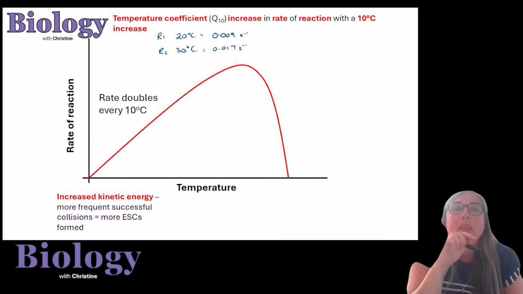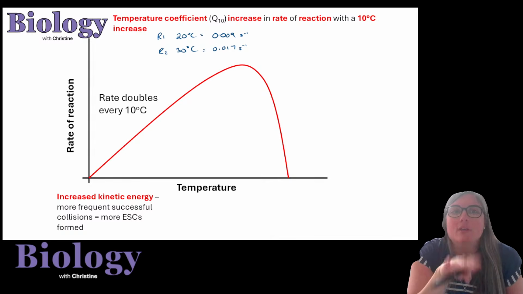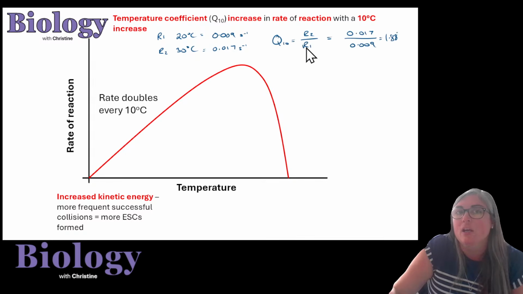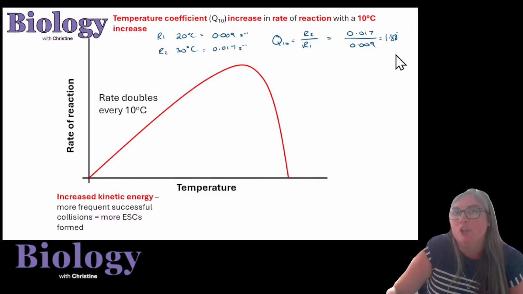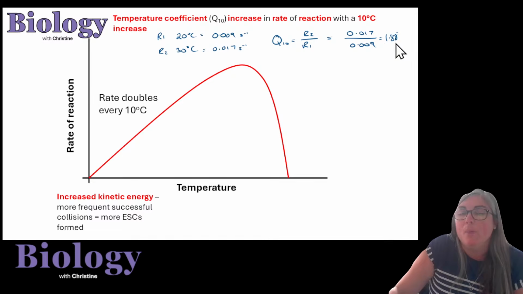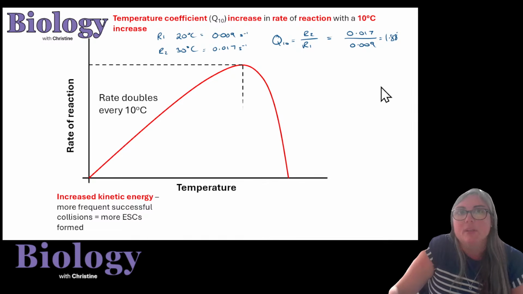So the Q10 that you're looking for would be R2, the rate at the highest temperature, divided by R1, the rate at the lowest temperature, and therefore you would work out your Q10 is 1.88, which obviously if we did some rounding, would show us that it doubles. But be careful not to round too quickly.